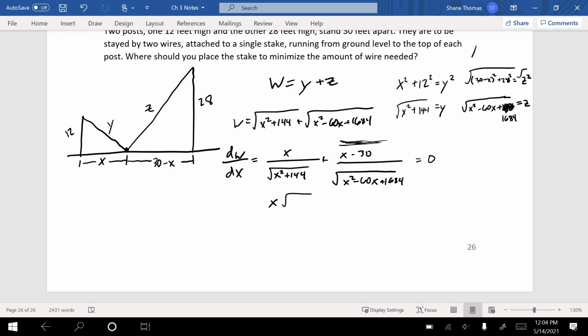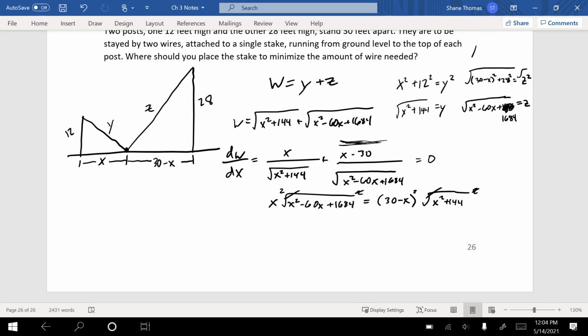X square root of x squared minus 60x plus 1684 equals 30 minus x and square root of x squared plus 144. All right. Now, I want to square everything to get rid of these roots. So I'm going to make this squared. This is going to be squared to cancel. This is squared, and it's just going to cancel.